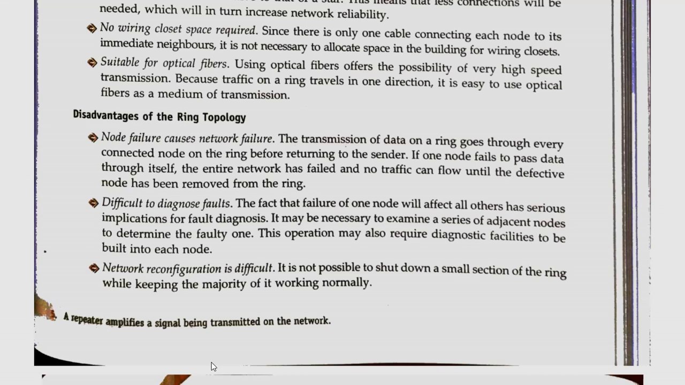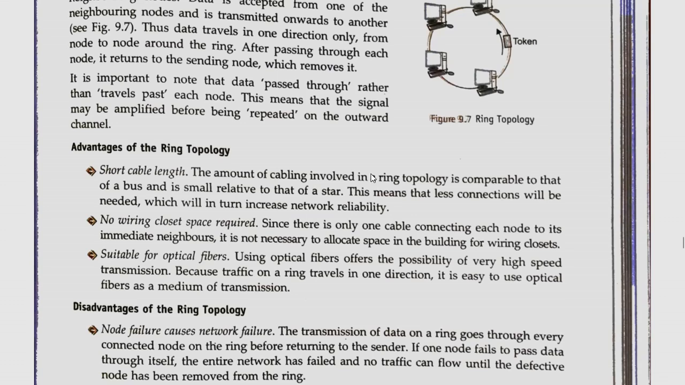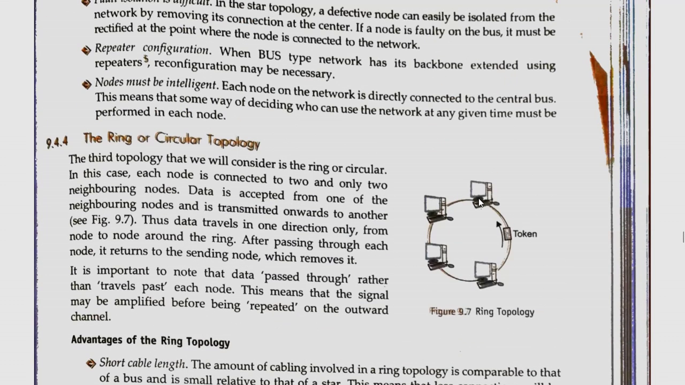So if a particular node is having a failure, that means one will affect all others, with serious implications for fault diagnosis. It may be necessary to examine a series of adjacent nodes to determine the faulty one. Obviously, if you have a particular problem in this node, then you have to search for the problem in this and this both, because the information is being passed from these nodes. So if you are checking this node and this node, and you find a problem in this node, it is rectified here only.